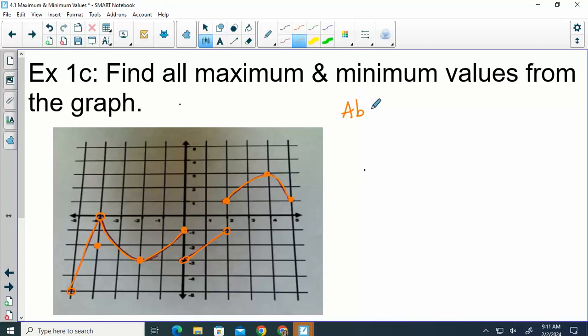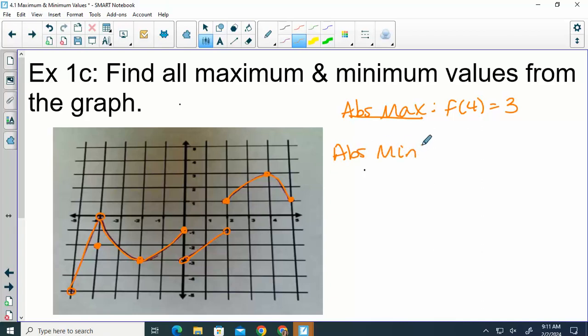Absolute max. Is there a point that is the highest on the entire graph? Yes, what is it? 4, 3. F of 4 equals 3, or you could write it as an ordered pair, doesn't matter.